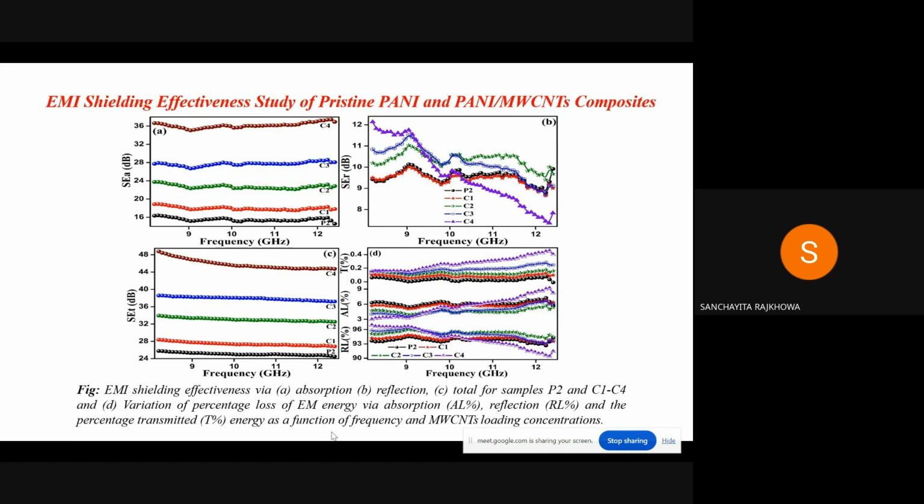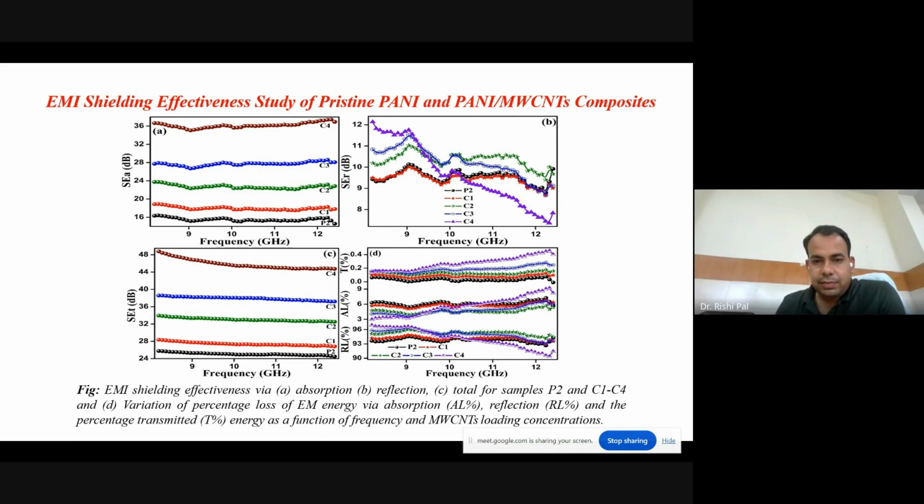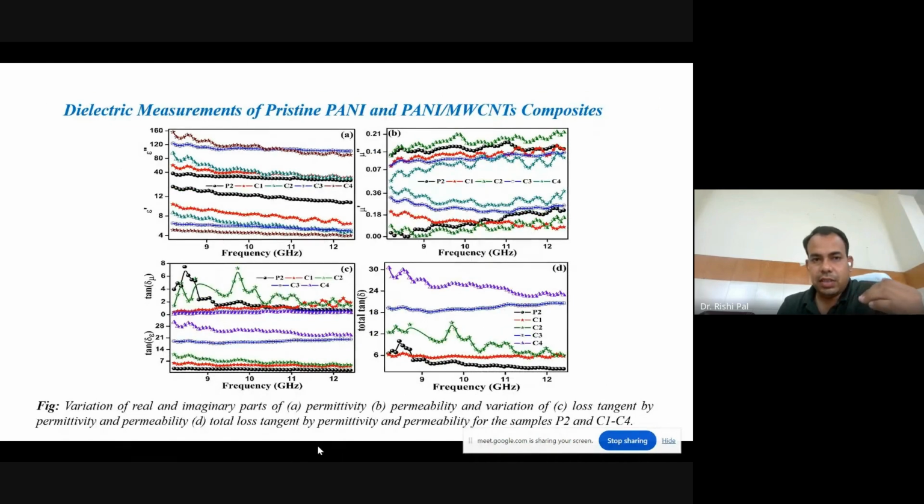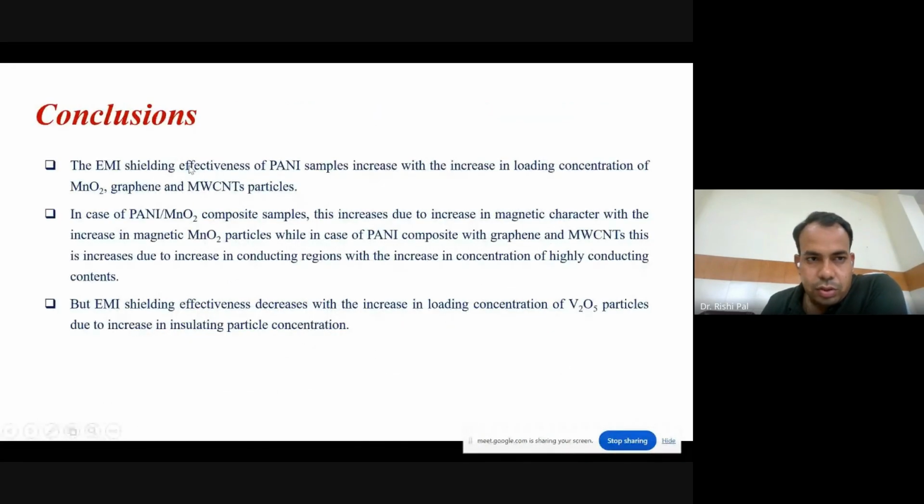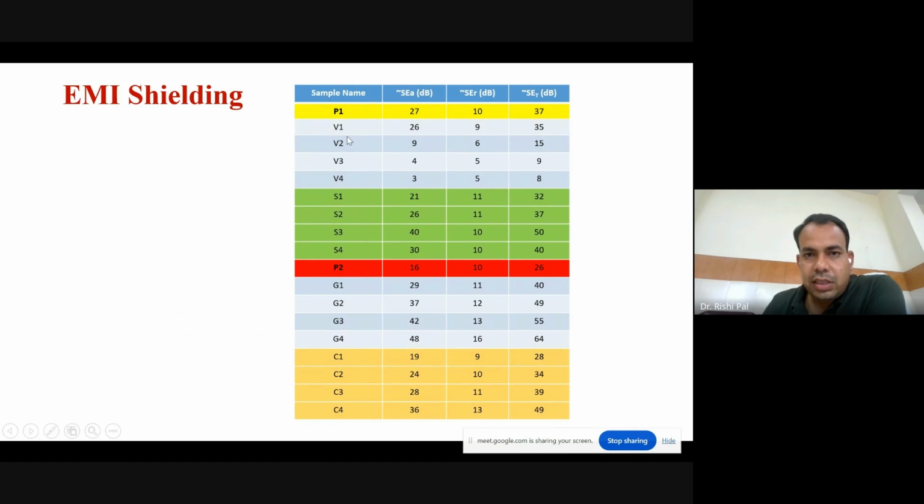So here we can... Dr. Pal, try to wind up in 2 minutes. Okay, ma'am. Here we can see total shielding effectiveness is increasing. So out of this study, we can also see dielectric loss is increasing. So after these three kinds of samples, these are the V2O5 doped, these are the MnO2 doped, graphene doped, and carbon nanotube doped samples.